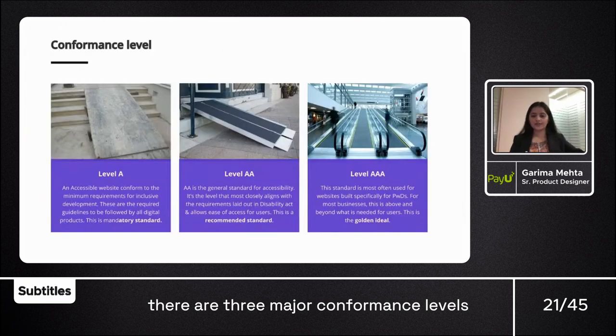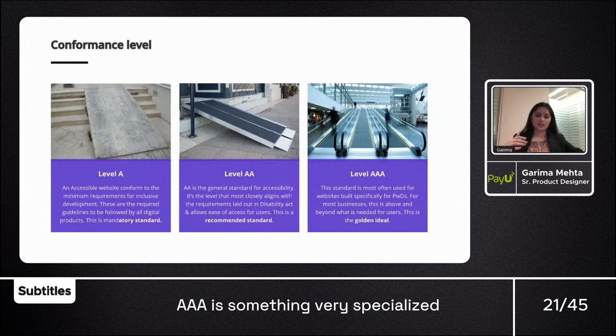There are three major conformance levels. One is level A, which means these are some mandatory standards that you should definitely have on your platforms. Double A is a recommended standard, which would be good to have. And triple A is something very specialized. So here, if you see, I've put three pictures of RAM.